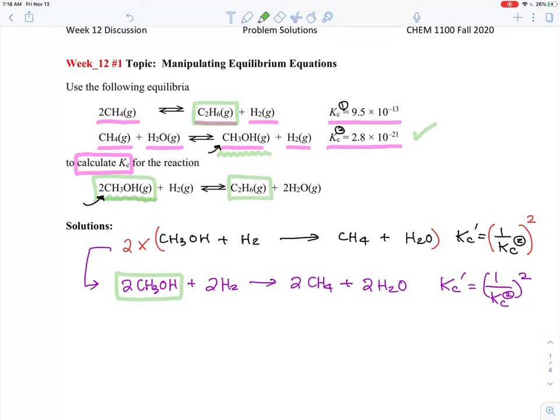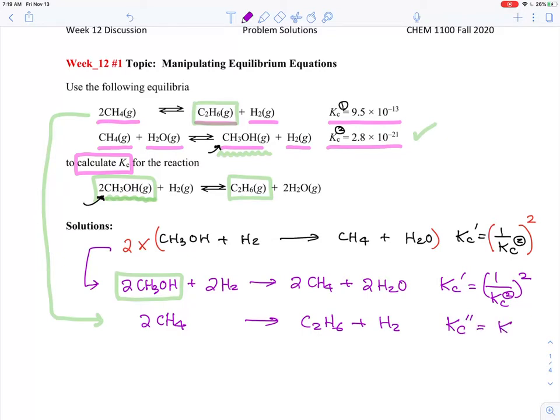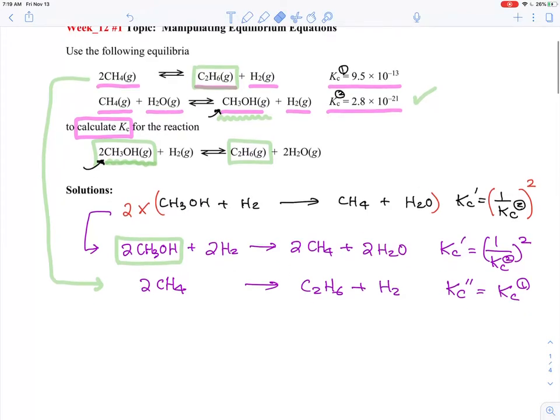Now let's write the same equation shown up top: 2 methane goes to C2H6, ethane, with hydrogen. In this case the Kc is the same as the one shown up here, the first one, Kc1. Okay, so far so good. Now we're going to just add them up to see what we have.